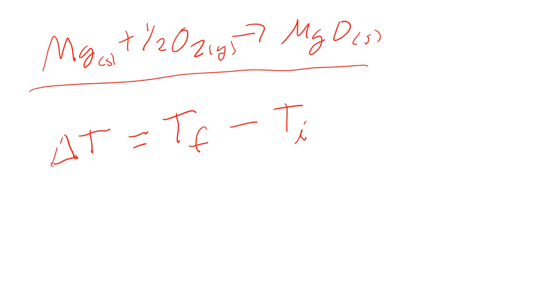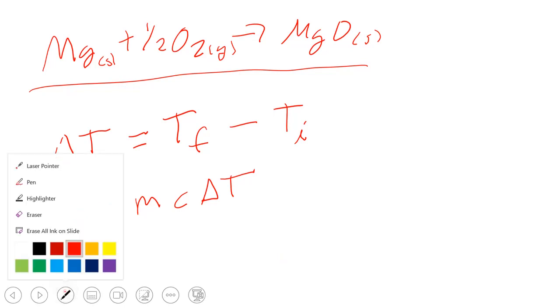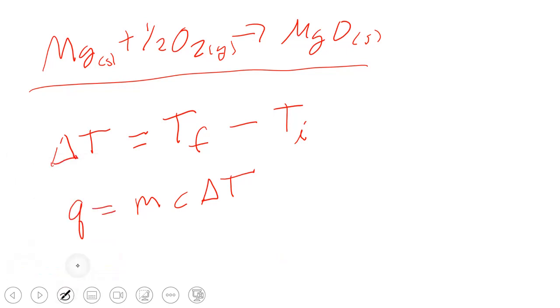In step 2, you're going to calculate the heat released by each reaction. So we calculate the heat released as Q equals MC delta T. So M is going to be the mass of your hydrochloric acid solution.